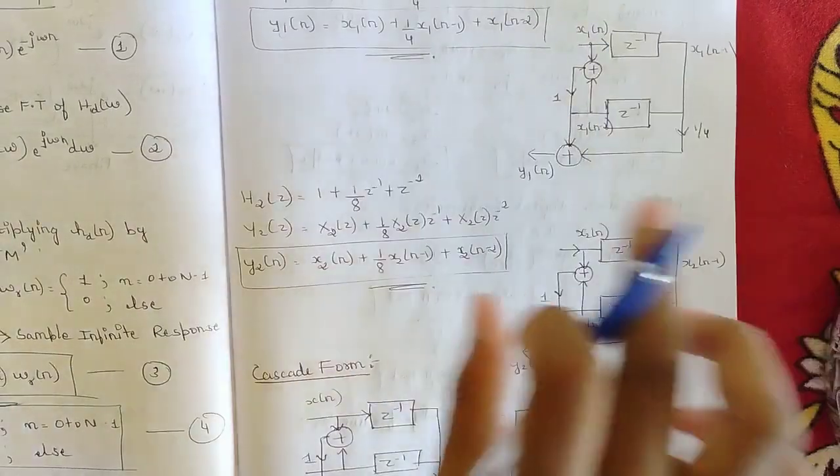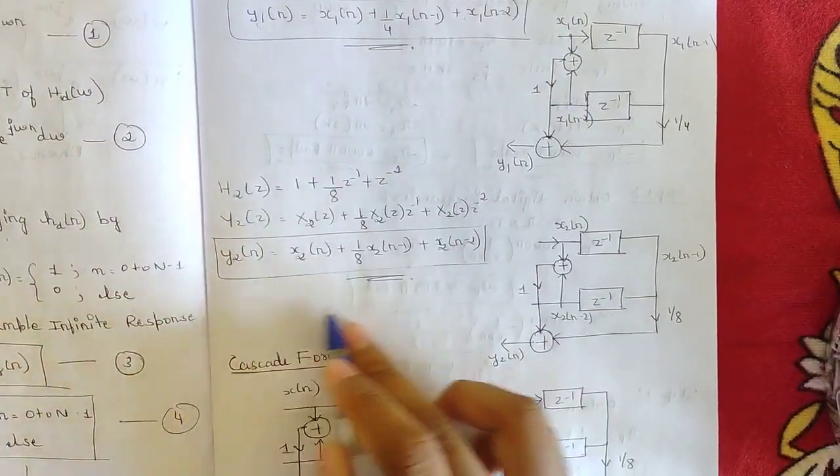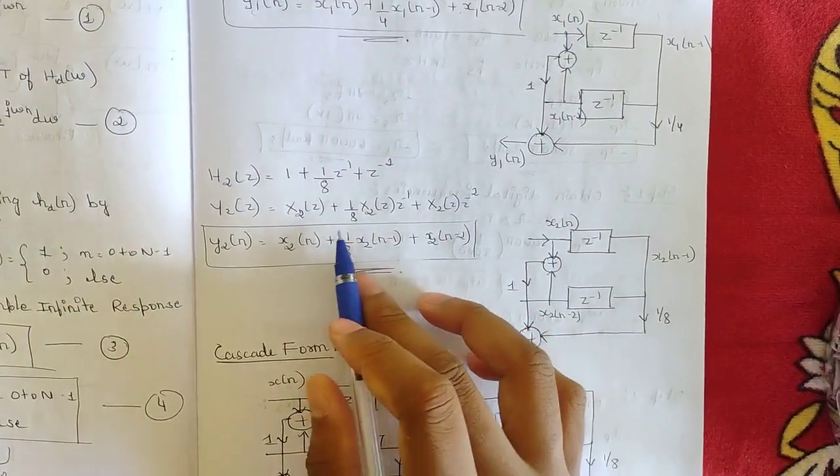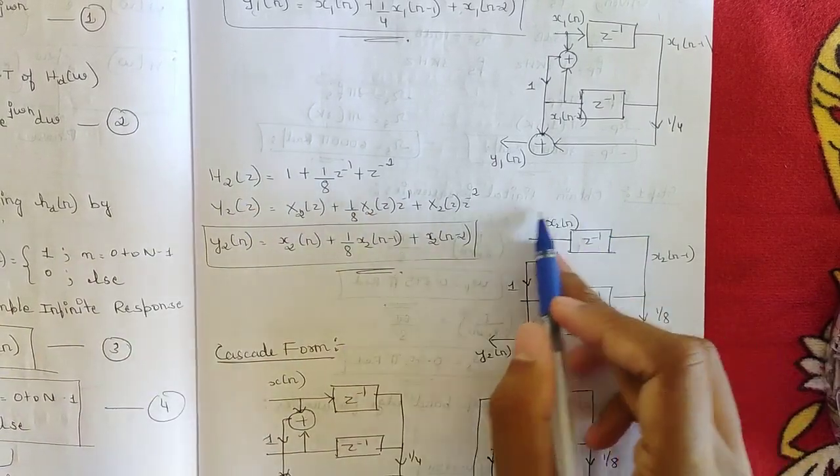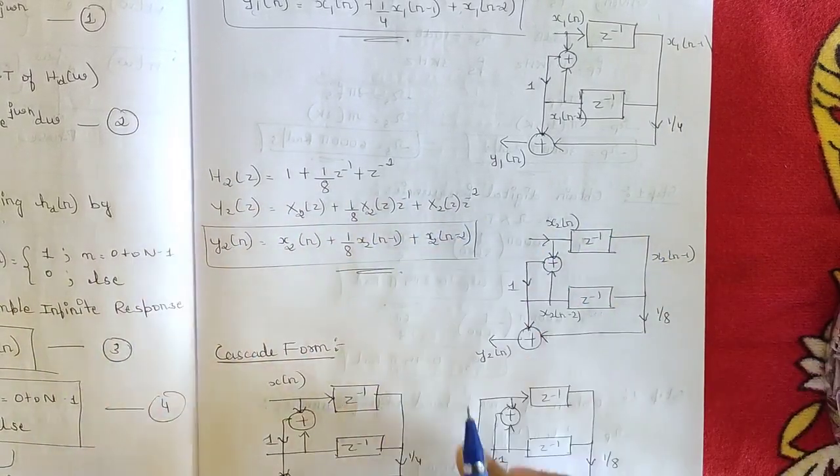Similarly, solve H2(z). Again, this satisfies the linear phase condition. I'm not explaining it again. So write the direct form structure, copy it down.